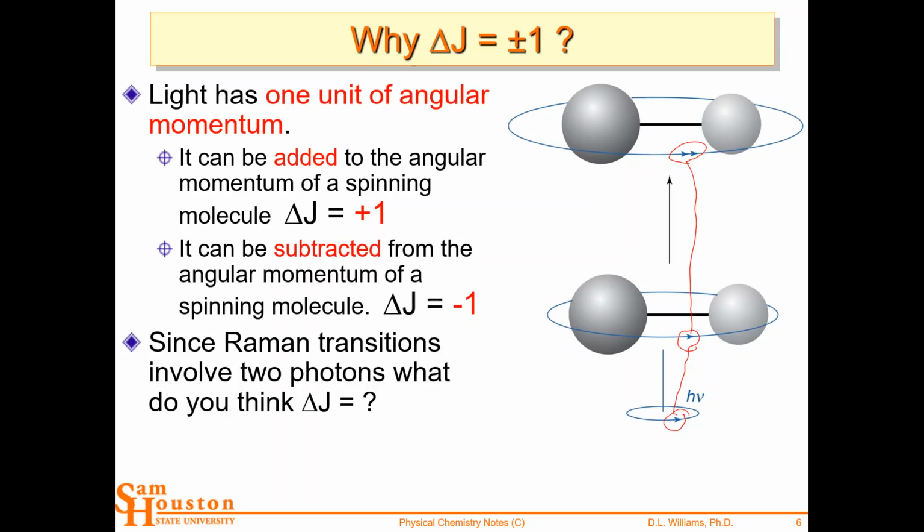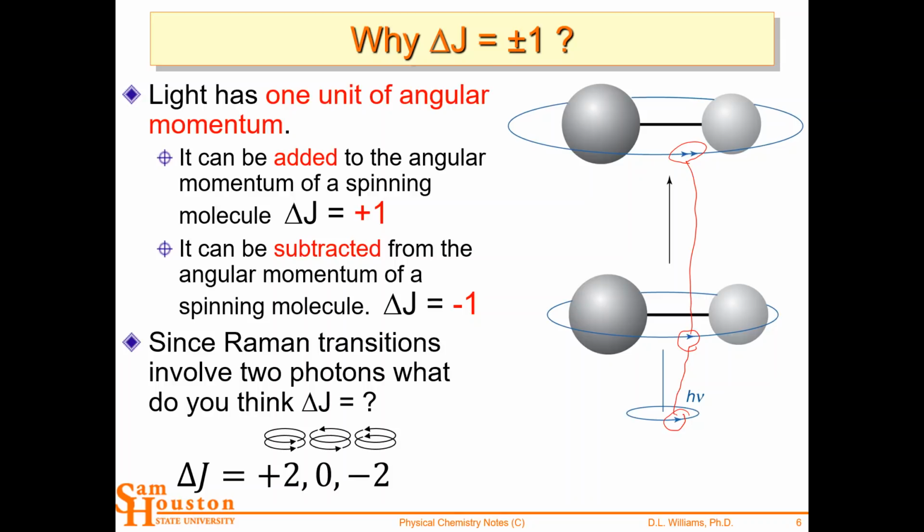So you've got 2 photons of light. How many units of angular momentum are you going to have? 2 units of angular momentum. So there are 3 possibilities, right? You could have both photons of light have the same sense of spin, same units of angular momentum, so it would bump it up +2. Or they could cancel each other out and have a net of 0. And they could also go 2 against the molecule and have a -2. So those are our selection rules for scattering.